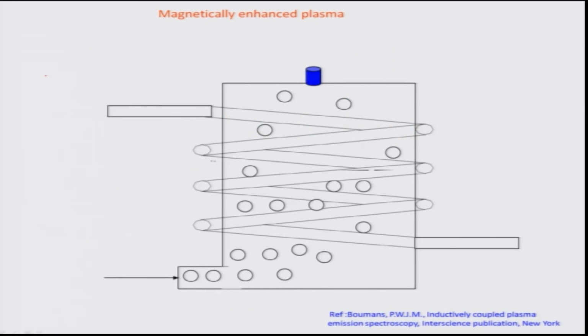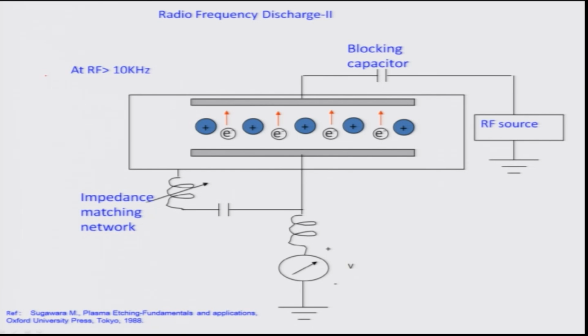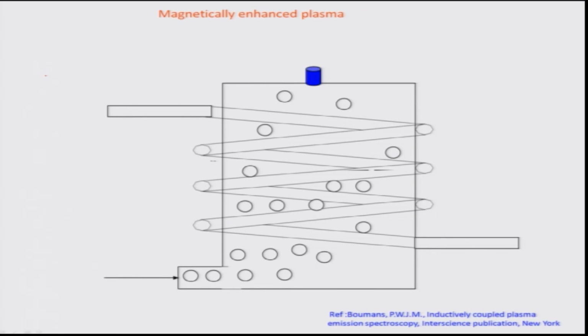Having said that, now let us look at a slightly different form of plasma, which is the magnetically enhanced plasma. These are plasma systems which are supposed to produce some of the highest plasma density levels. Let us look at the basic principle. It is based, again, on the fact that there is a magnetic field associated with a circularly flowing current in a loop.